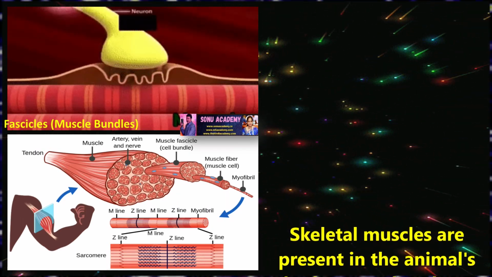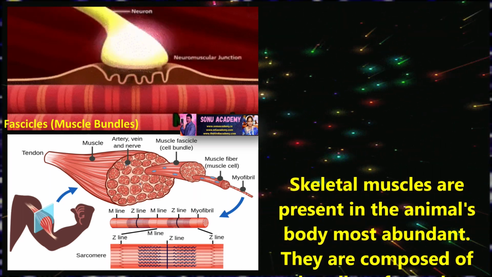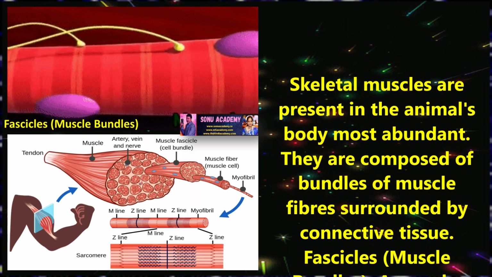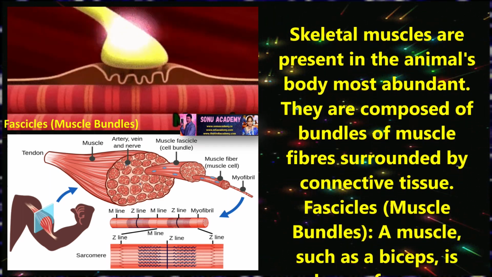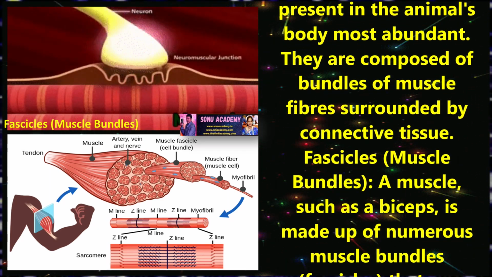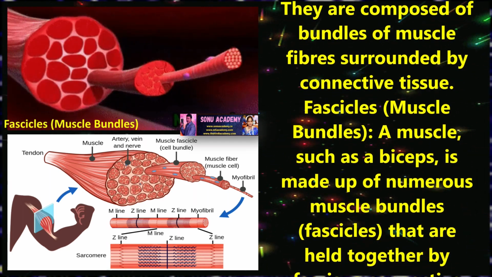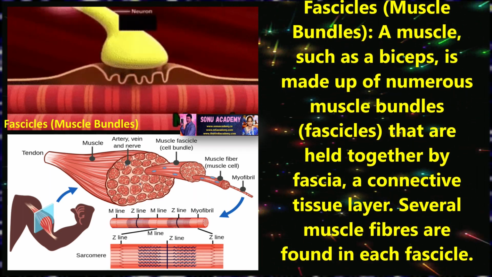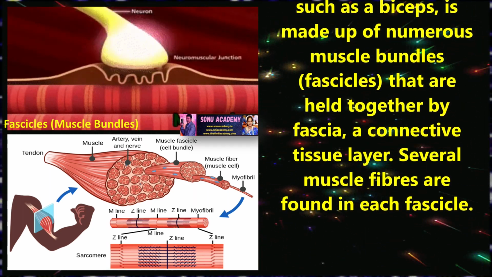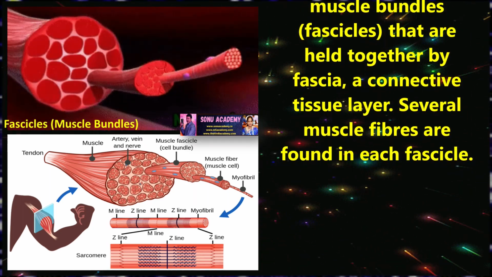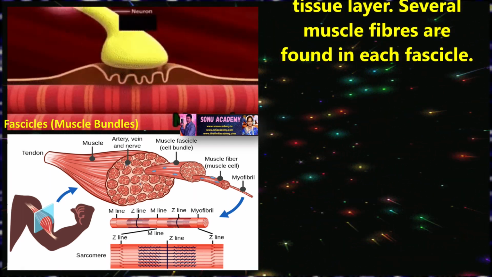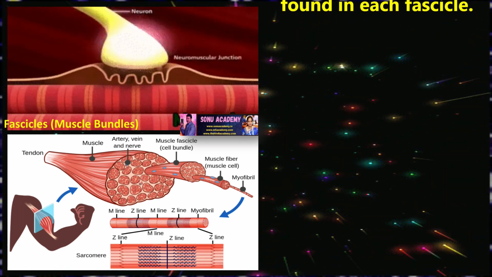Children, let us discuss muscle fiber and sarcomere anatomy. Skeletal muscles are the most abundant in the animal body. They are composed of bundles of muscle fibers surrounded by connective tissue. A muscle such as the biceps is made up of numerous muscle bundles, called fascicles, that are held together by fascia, a connective tissue layer, and several muscle fibers are found in each fascicle.